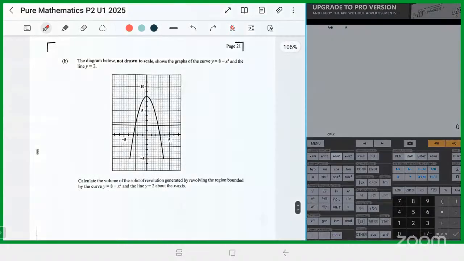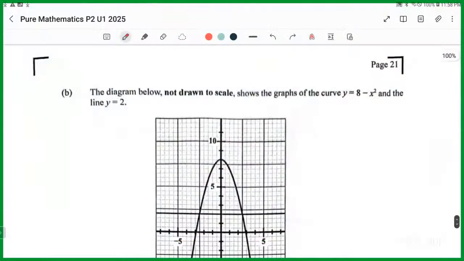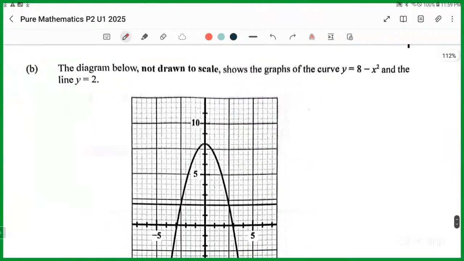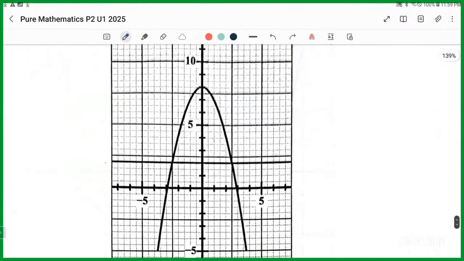Down here, I'm on the last question. This one says the diagram, not drawn to scale, shows a graph of y equals 8 minus x squared, that's this one, and then y equals 2. This is y equals 2 right here. And this is the curve, right?